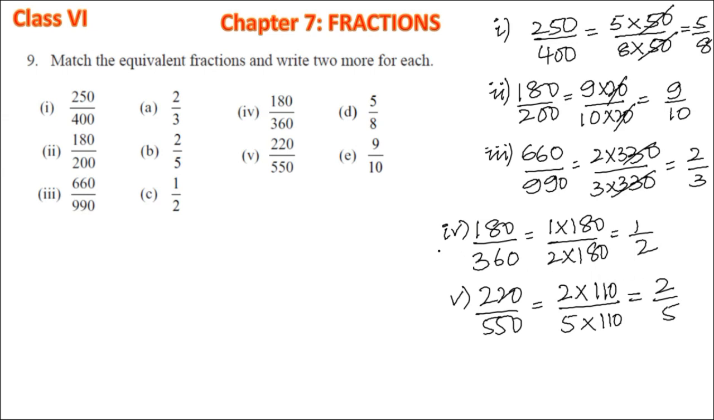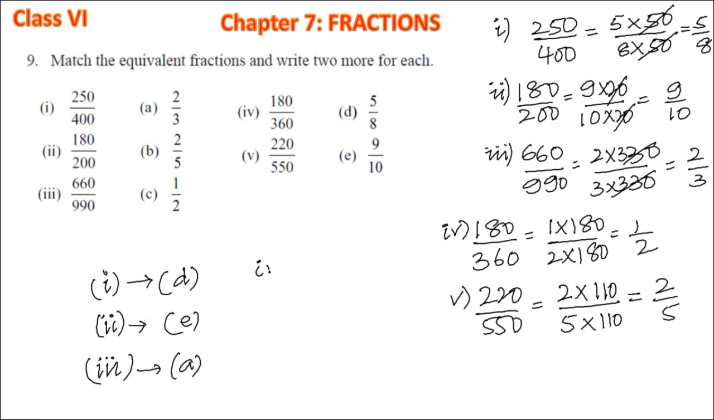Now if you observe, for the first one, the simplest form is 5 by 8, which is there in option D. So 1 is equivalent to D. For the second, 180 by 200 is 9 by 10, which is option E. For the third one, 660 upon 990 is 2 by 3, which is option A.